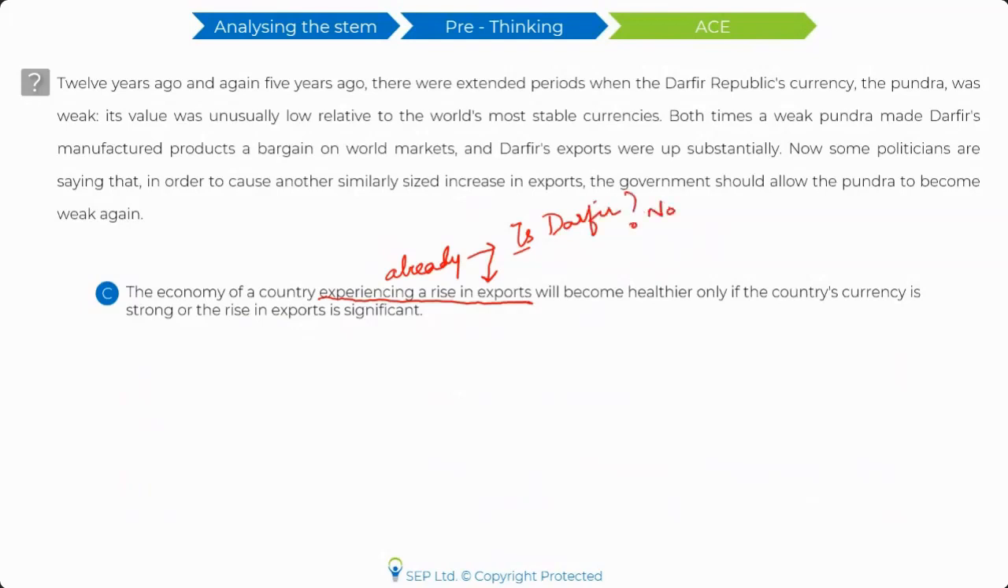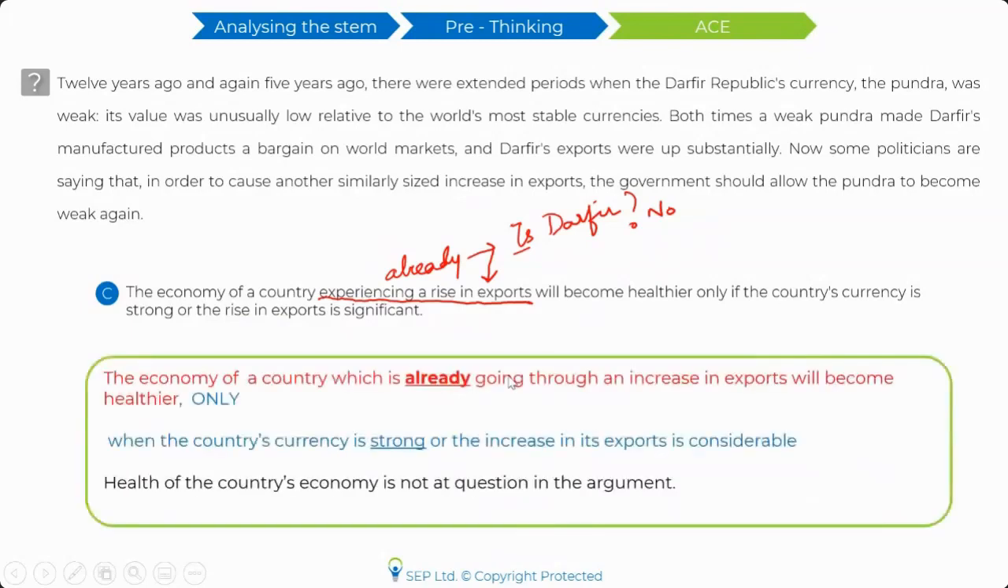Okay. Will become healthier only if the country's currency is strong. Now, this is actually talking about a totally different idea. Third, this is saying the economy of a country which is already going through an increase in exports will become healthier only when the country's currency is strong. So, this is talking about strengthening the currency. All right. And therefore, this is completely out of scope. Health of the country's economy is not the question. We don't have to understand that the economy of a country will become healthy only when the currency is strong. Are we concerned with the economy of a country becoming healthy, guys?